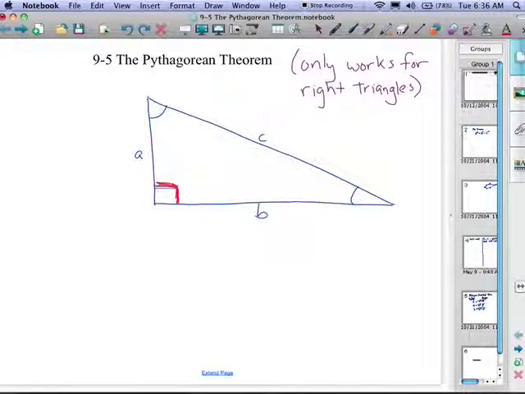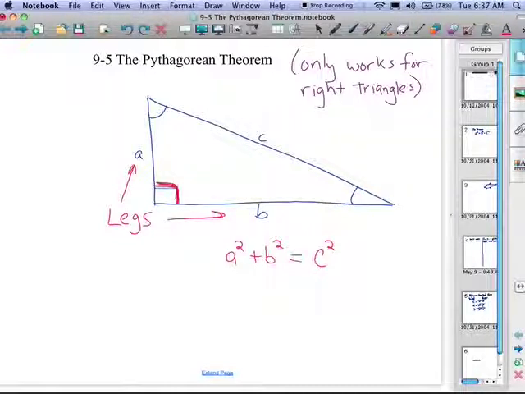It's a theorem. It's actually a mathematical equation, and it says the square of the lengths of each of these sides, A and B, is equal to the square of the third side. Now, sides A and B have very specific names. We call them legs. And they're legs because they intersect to form the right angle. Very important to remember these things.